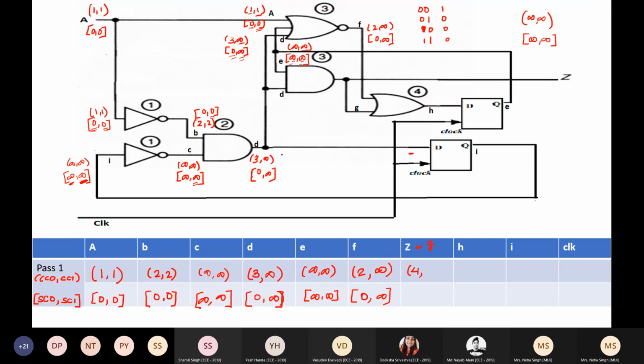How much is CC1? G will be 1 when all the inputs are 1. That is, you sum CC1 for all the inputs plus 1. So CC1 infinity plus infinity plus 1. That gives me infinity again. So 4 infinity will be for G. What is the sequential controllability? SC0.